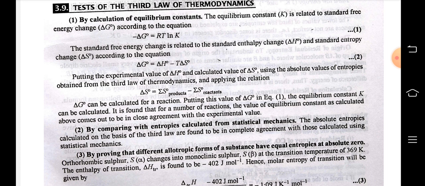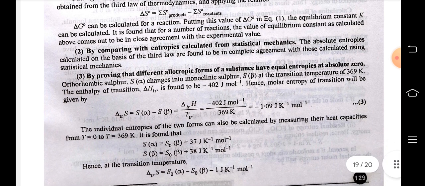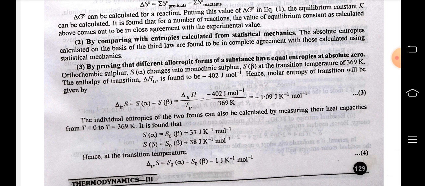It is found that for a number of reactions, the value of the equilibrium constant as calculated above comes out to be in close agreement with the experimental value. By comparing with entropy calculated from statistical mechanics, the absolute entropies calculated on the basis of the third law are found to be in complete agreement with those calculated using statistical mechanics. Third, by proving that different allotropic forms of a substance have equal entropy at absolute 0.